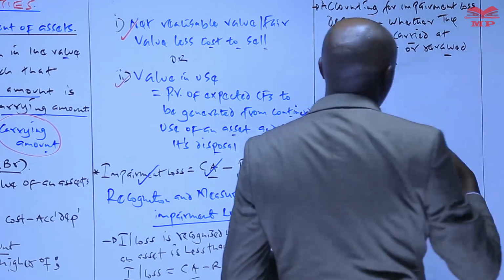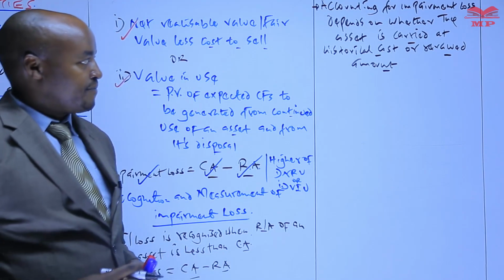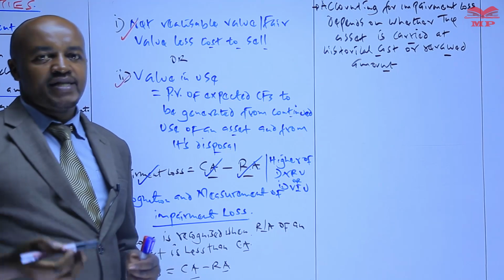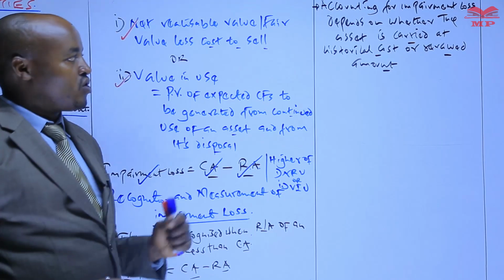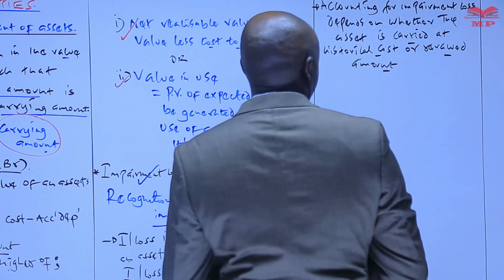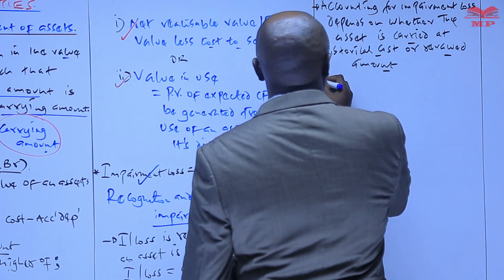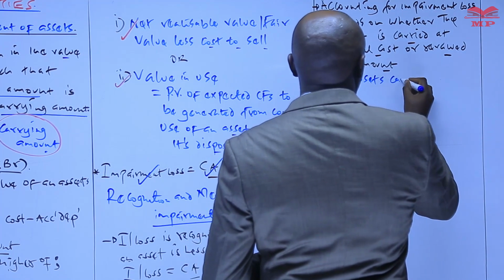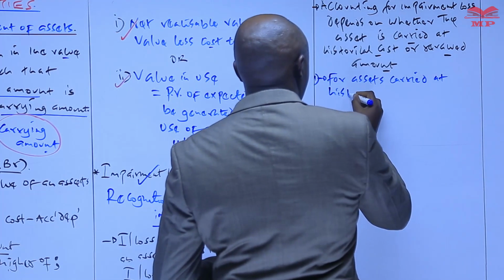So in this case, when we talk about the asset being carried at historical cost or revalued amount, this means that in terms of how we account for the impairment loss, this will always depend on whether an asset in the statement of financial position is recorded at the historical cost, or basically at the revalued what? At the revalued amount. So first of all, we say that for assets carried at historical cost.